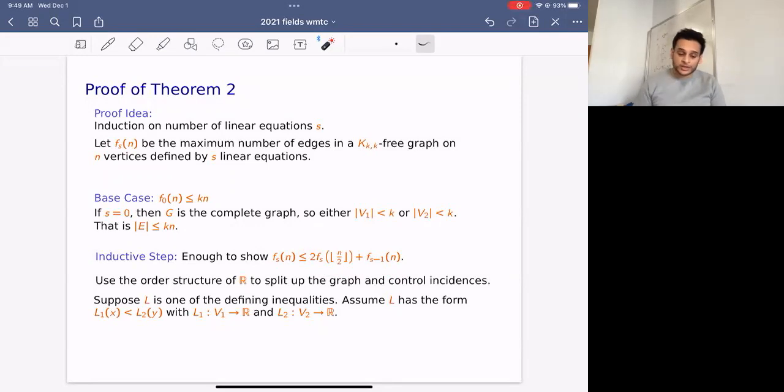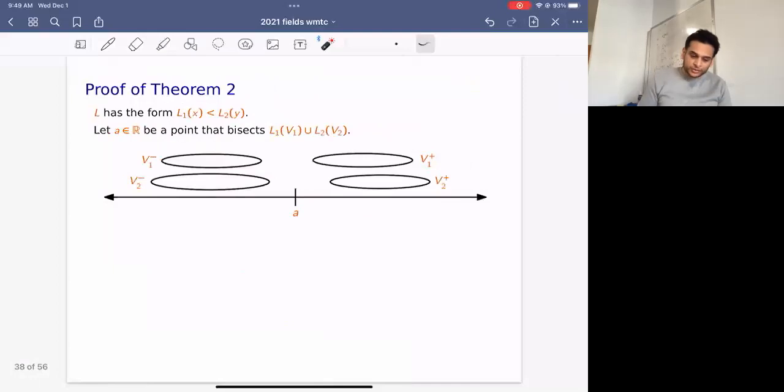So how do we do the induction? We look at one of the defining inequalities and separate it up by the variable. Let's say my defining inequality looks like L1(x) is less than L2(y). I'm going to map everything to the reals. So I have V1 that gets mapped to the reals and V2 that gets mapped to the reals, and I find a point that bisects everything. So this is precisely half my vertices, and that's precisely half my vertices.